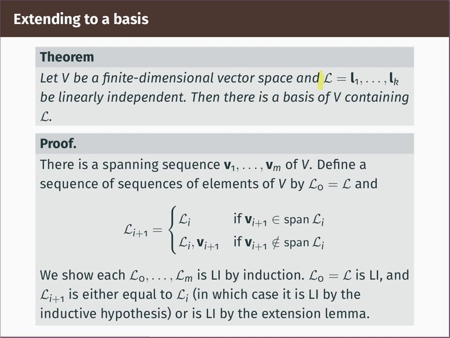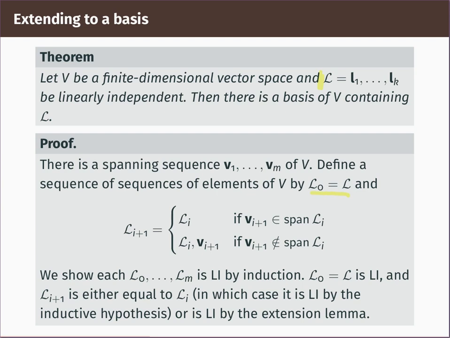So let's do the proof. As I said, we begin by noting that there is a finite spanning sequence v1 up to vm of V, because that's the definition of being a finite dimensional vector space. We're now going to define a sequence of sequences of elements of V as follows. We let the zeroth thing in this sequence just be this linearly independent sequence L. So L0 is just L. Then we define the sequence recursively as follows.